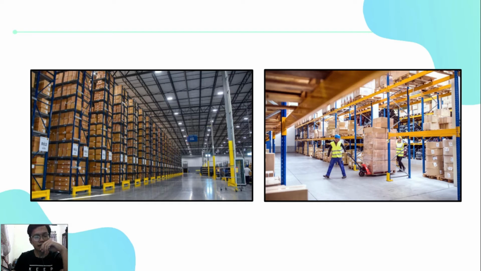This is an example of a warehouse. The types of warehouse depend on the item or product that is being stored in the warehouse, and also the function of the warehouse itself.